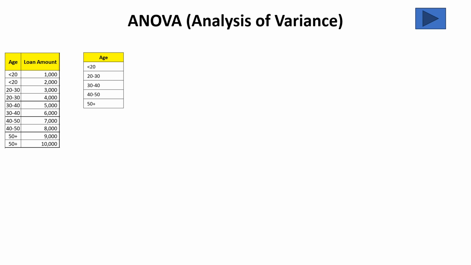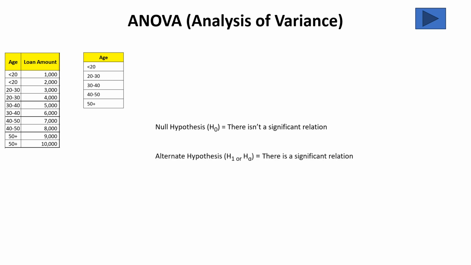But before that, let's make a hypothesis. The null hypothesis says that there is no relation between age and loan amount, while the alternate hypothesis says that there is a significant relation between age and loan amount. And like you already know, if we are talking about hypothesis, we need to determine a significance level. So this is the significance level I'm going to consider, which is usually used.